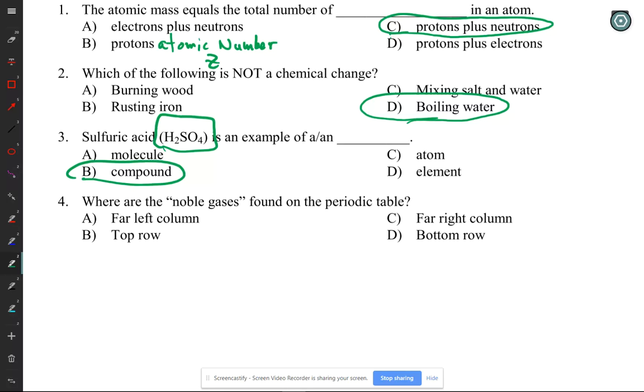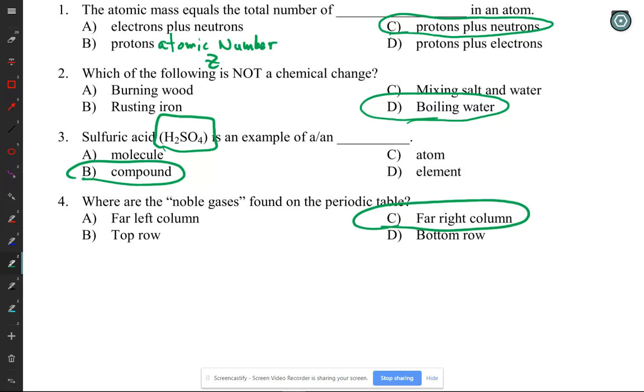Okay, last one. Where are the noble gases found on the periodic table? Okay, C, the far right column.